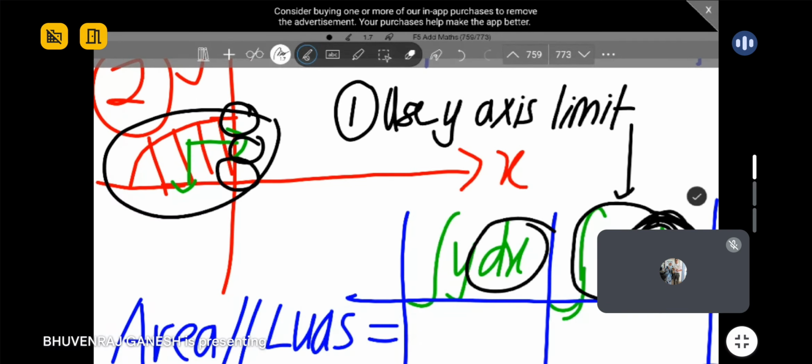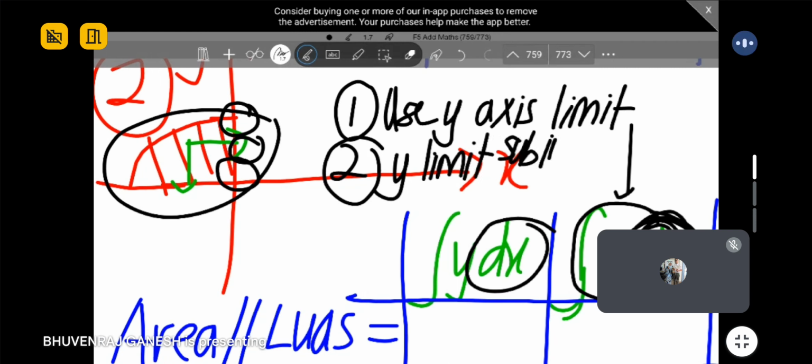Kita kamikan terhadap paksi y. Can? First step can or not? You all respond to me first, because I don't want to explain everything, then you all blur already. Okay, first step masih boleh ya. Second step, y limit, we will substitute in equation.